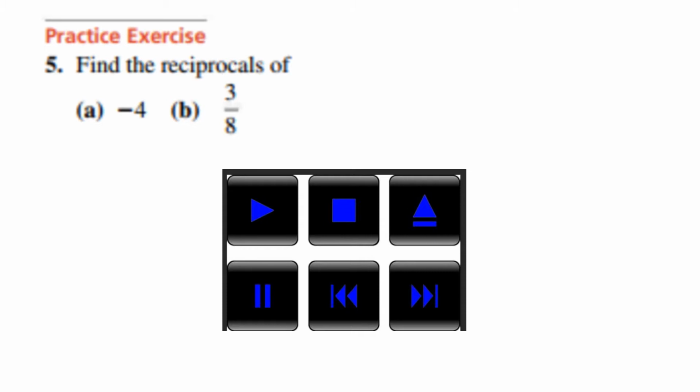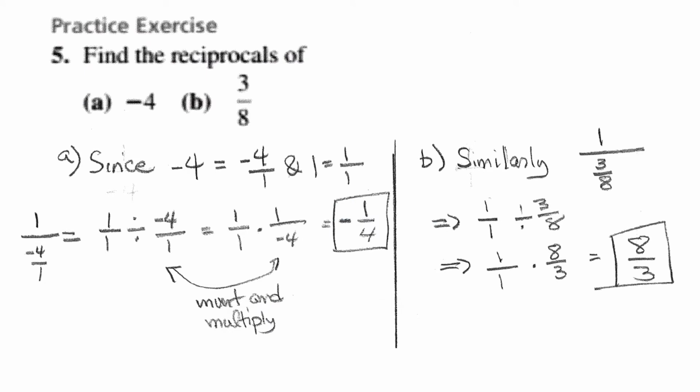Here's some more problems again. You should pause, try these, and then look at the narrated solution. And here we see that we want to represent minus 4 as minus 4 over 1, and 1 as 1 over 1, and then this is 1 over minus 4 over 1. We do the division of the fractions, and when you divide fractions you invert and multiply, so the answer to that one should have been negative 1/4. Similarly here we take 1 divided by 3 over 8, we invert and multiply, and we get 8 over 3.